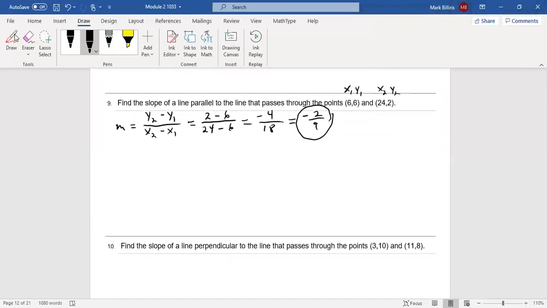Our next problem, find the slope of a line perpendicular. Remember, lines that are perpendicular have slopes that are opposite and reciprocals of one another. So the first thing we're going to do is find the slope. So again, label x1, y1, x sub 2, y sub 2, and we write our formula.